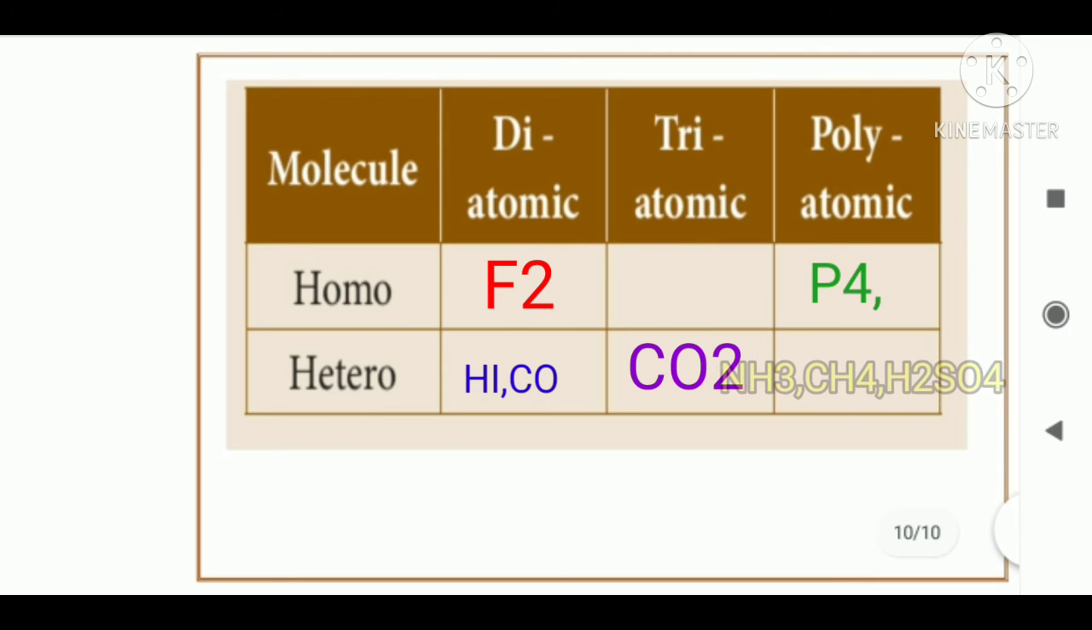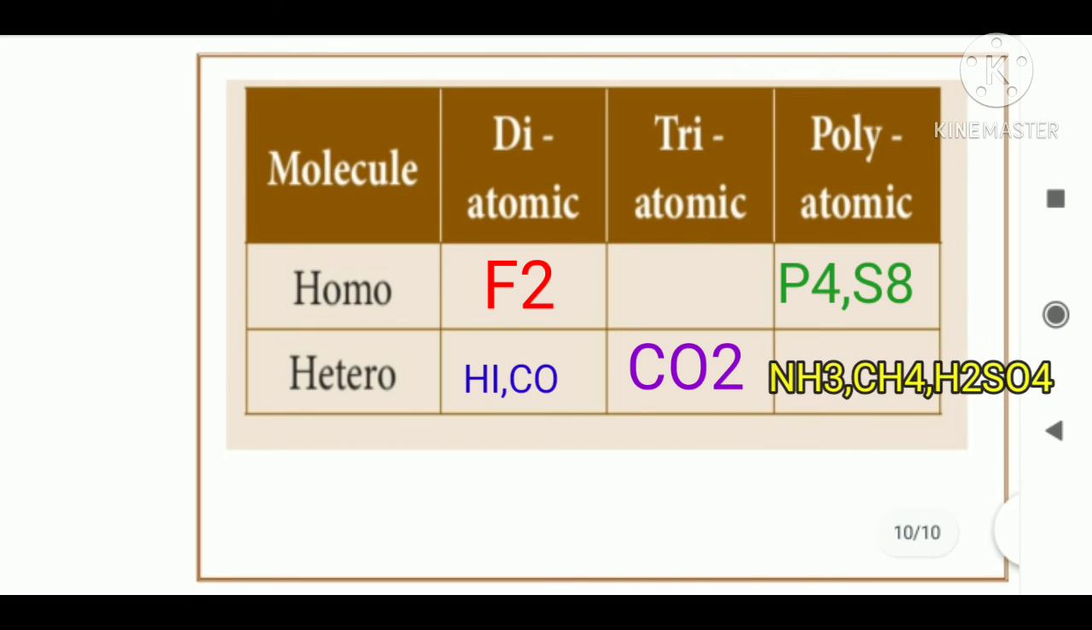Then another one is the heterotriatomic molecule. Hetero means carbon and oxygen attached. Tri means carbon atoms 1 and oxygen atoms 2, so the total is 3. That is an example of a heterotriatomic molecule. Then another one is the homopolyatomic molecule. Poly means greater than 3 atoms. Examples are P4 and S8. Homo means same atoms, so that is a homopolyatomic molecule.